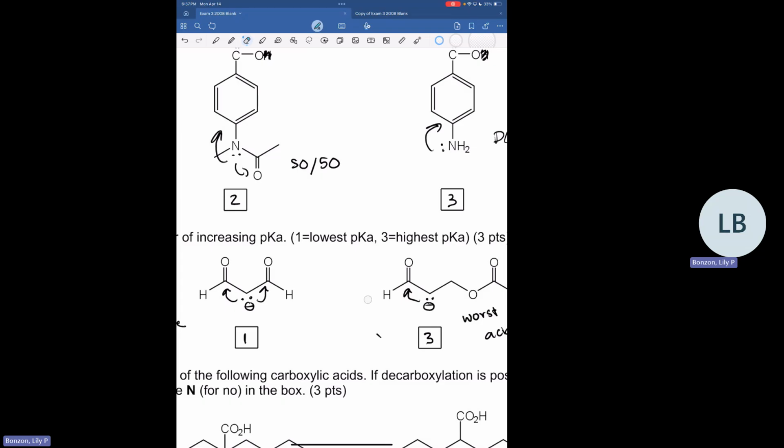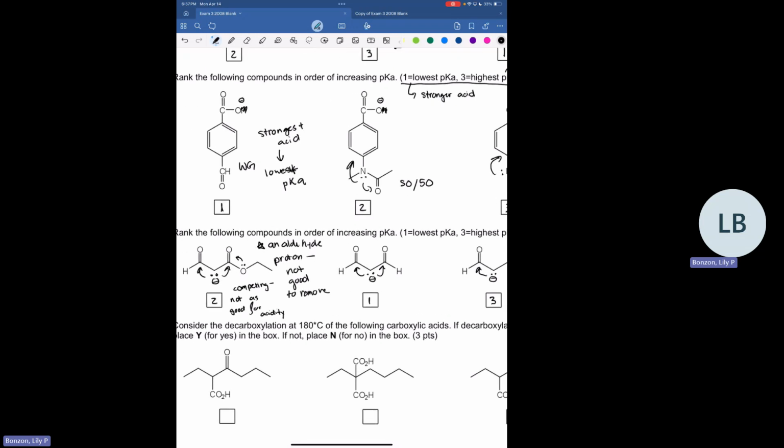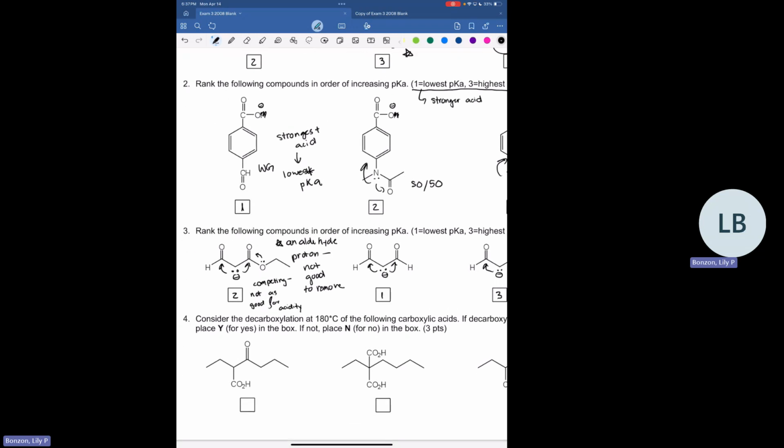Okay. I'm going to go ahead and move on, for time's sake. For our last question, we have a decarboxylation question. Honestly, if you get one of these questions, you better know it, because it's one of the easiest facts questions you could get.